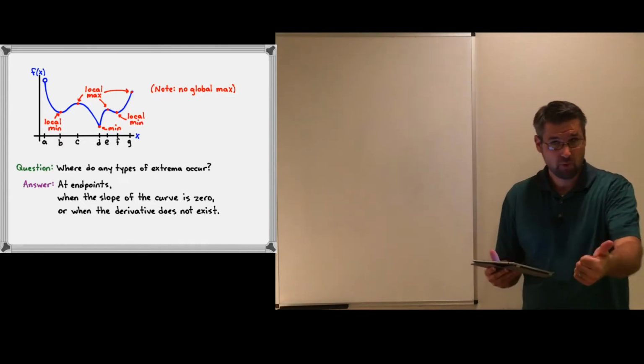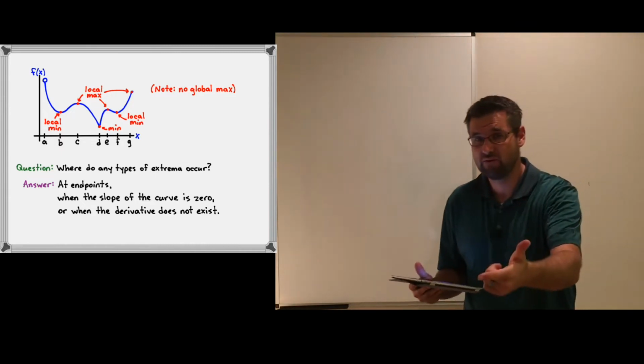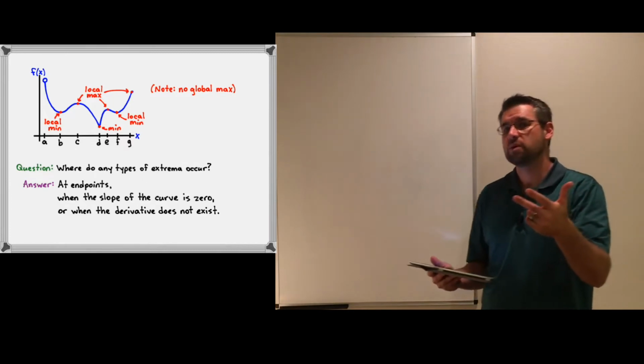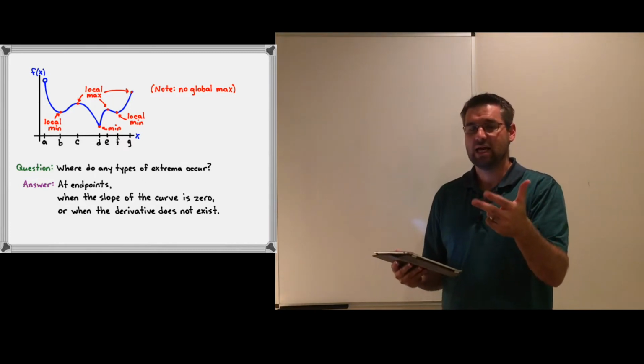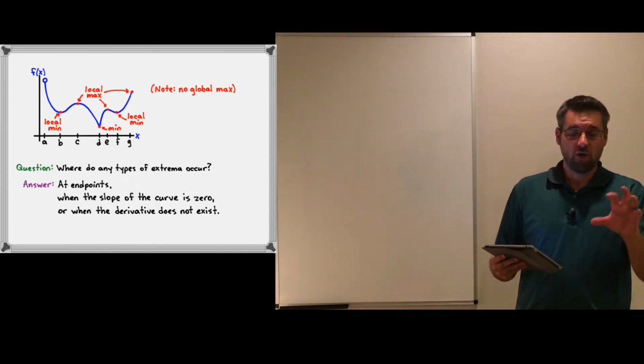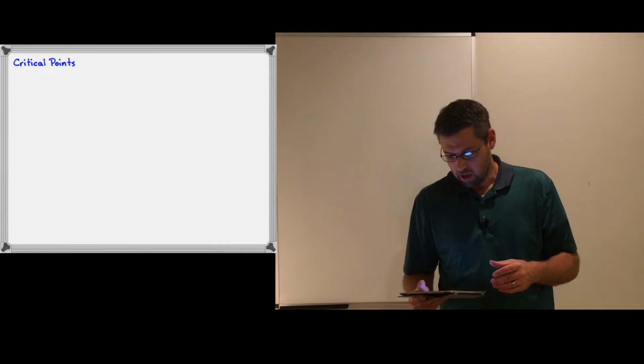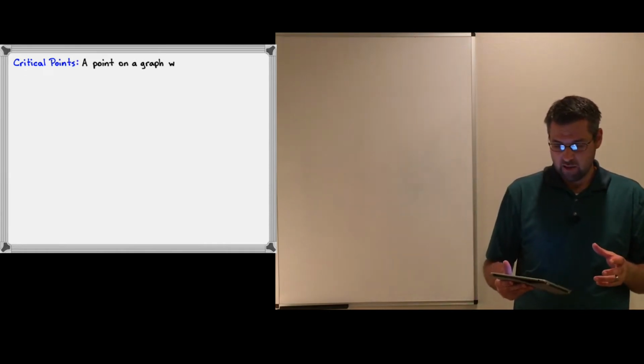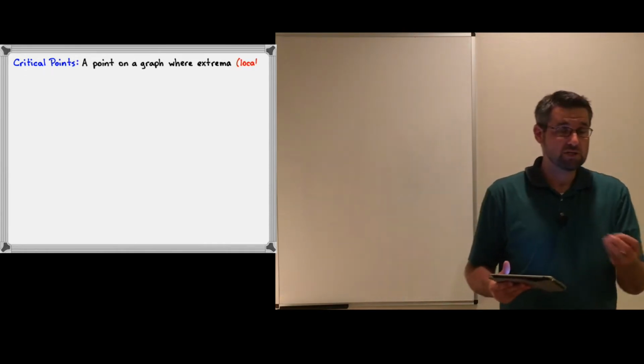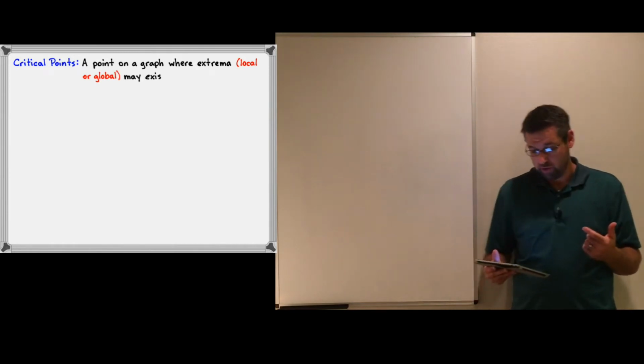The first one is at endpoints, the second one is when the derivative is equal to 0, and the third one is when the derivative does not exist. So we're going to look at all of those in the next few frames and see what ends up happening in a graph. Okay? Now these places that we just identified are called critical points.